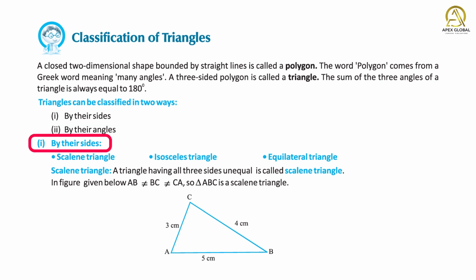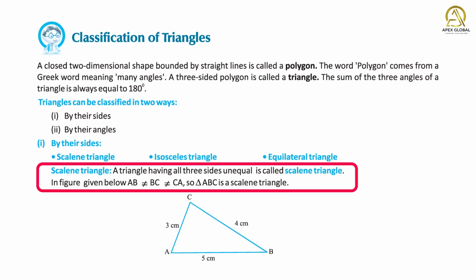First, by their sides: scalene triangle, isosceles triangle, equilateral triangle. Scalene triangle. A triangle having all three sides unequal is called a scalene triangle. In the figure given below, AB is not equal to BC is not equal to CA. So, triangle ABC is a scalene triangle.